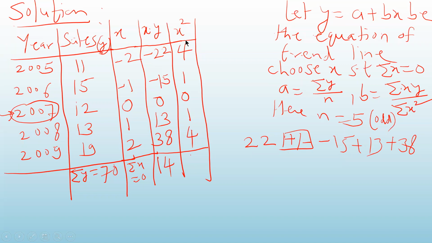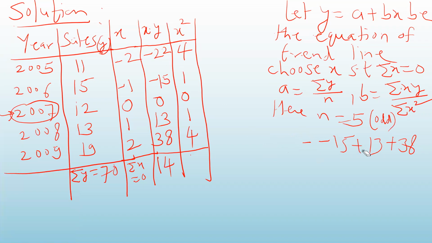Now take the sum of the X square column. I have already told you how to change the sign if you are using the calculator. If you want -22, first bring 22 on the screen, and to change the sign you have to press this key. In the calculator this key is plus-minus. Okay, so by that you can change the sign.